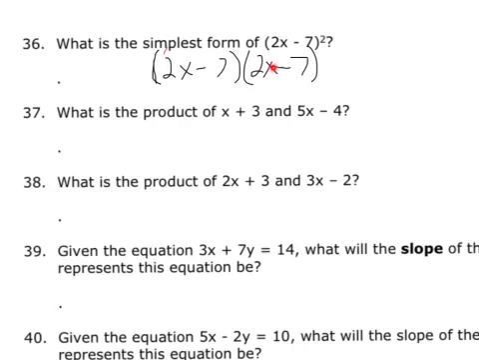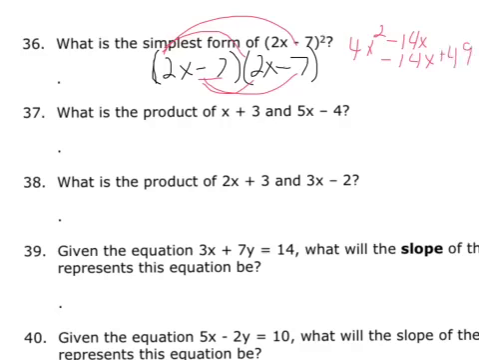So 2x times 2x gives me 4x squared. 2x times negative 7 is minus 14x. Then negative 7 times 2x gives me another negative 14x. I'm just going to drop that down there. And then negative 7 times negative 7 is plus 49. Okay, when I combine the like terms, we get 4x squared minus 28x plus 49.